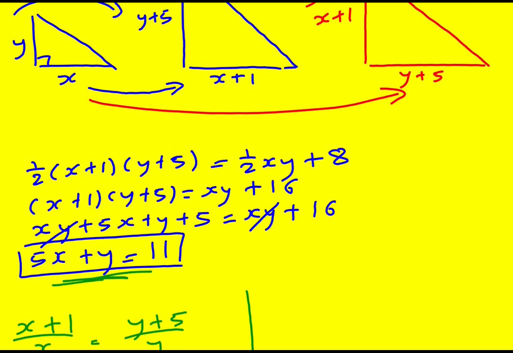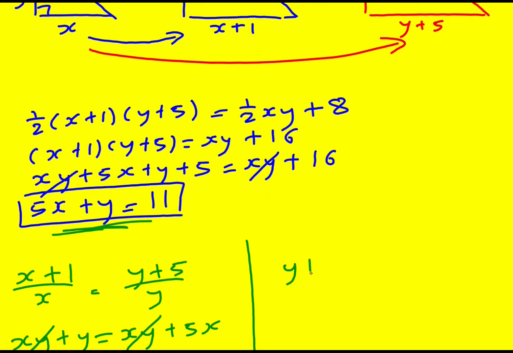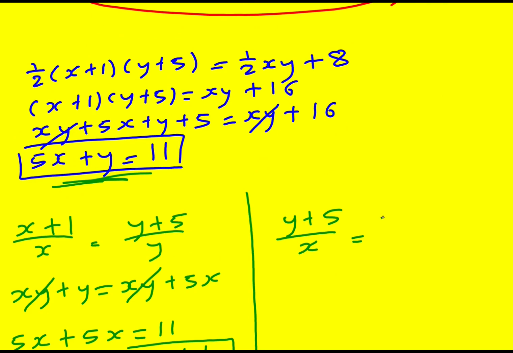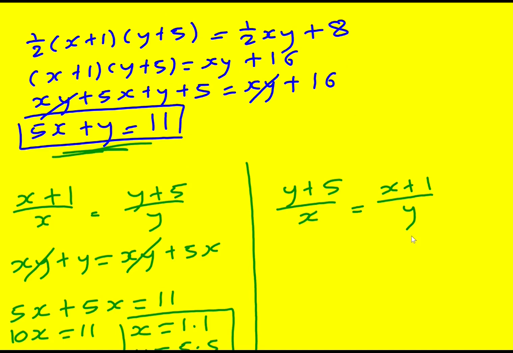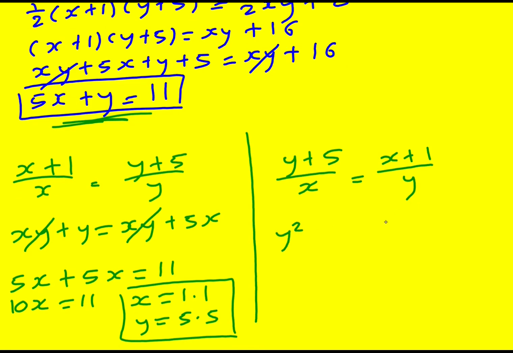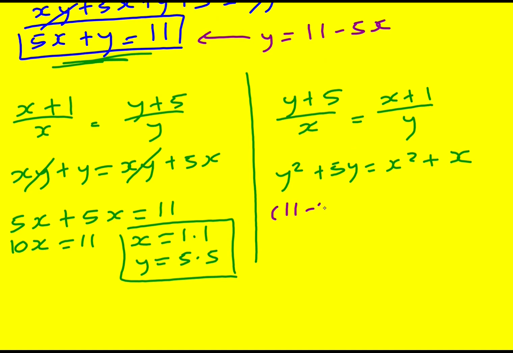Now let's look at the other situation I was talking about. So y plus 5 over x could equal x plus 1 over y. Okay, cross multiply here, we get a quadratic, so y squared plus 5y equals x squared plus x. Let's substitute in, and I think it makes sense to make y the subject here, so y is equal to 11 minus 5x. Therefore, 11 minus 5x squared plus 5 times 11 minus 5x is equal to x squared plus x. Brilliant. Quadratic in x.